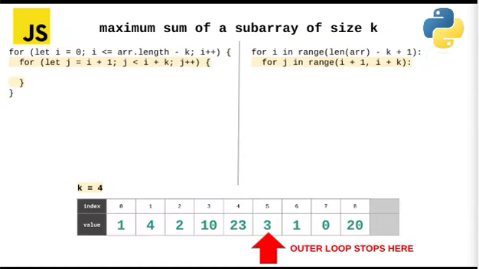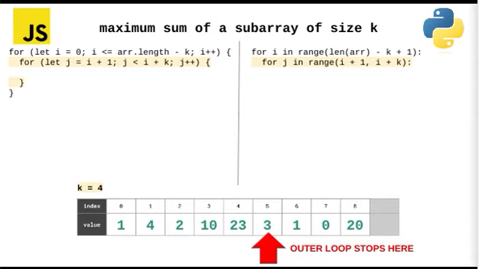Now I'm going to add an inner loop that sums the remaining values in the subarray. The inner loop starts at i plus 1. So the outer loop starts at i, the inner loop starts at i plus 1, and runs as long as the index is less than i plus k. i is 0, k is 4. So we're going to run as long as we're less than 4, which gives us these first 4 numbers.